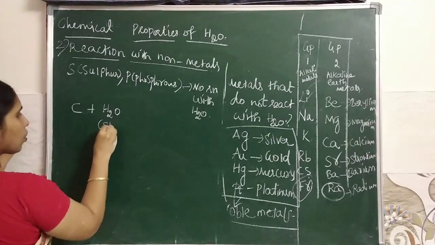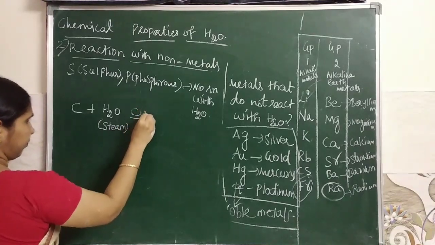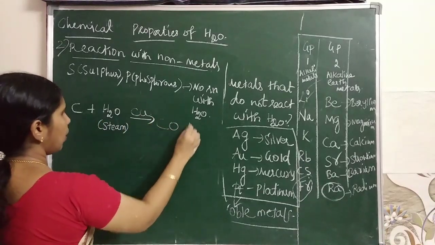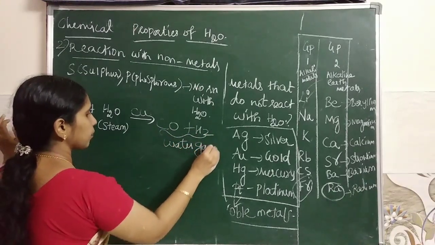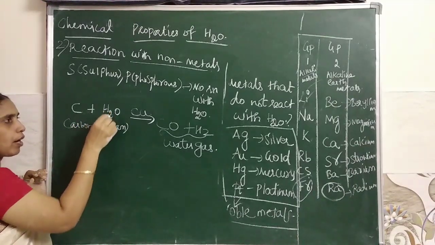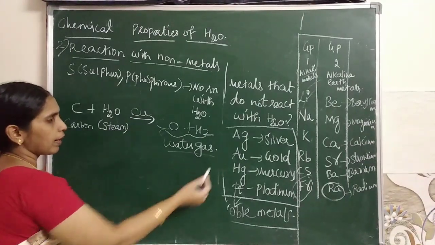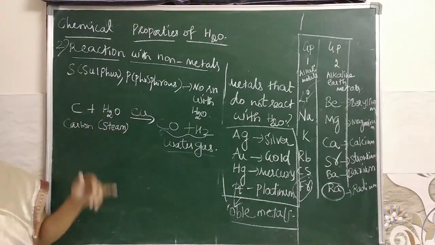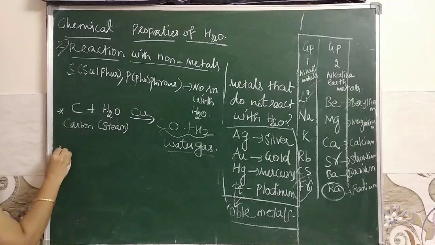So water in steam condition, in the presence of copper. So what will you get? CO plus H2. That is water gas. Okay. So a non-metal like carbon reacts with water in steam condition, and in the presence of the catalyst copper, water gas is obtained. If carbon reacts with water, the water is in steam form and the catalyst is copper. Okay. One example, another example is also given.